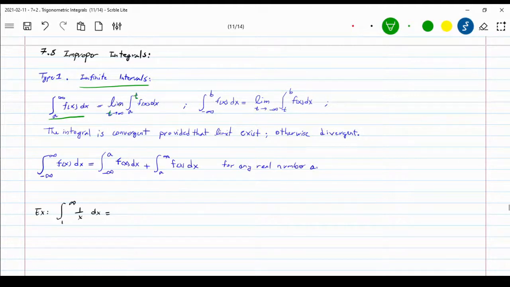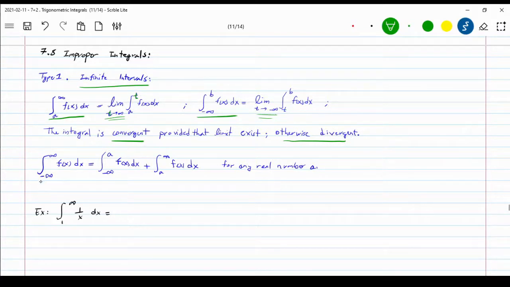We say these two integrals are convergent if this specific limit exists, because you will get a finite number. If the result is infinity or negative infinity, then we say the integral is divergent. That means the area is infinite.